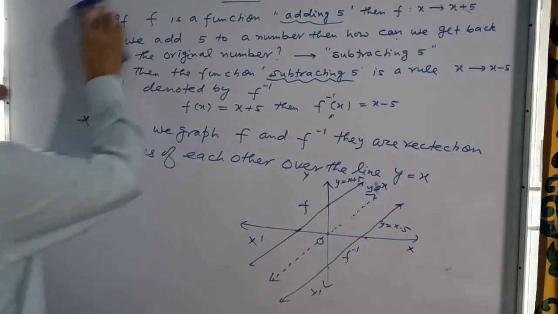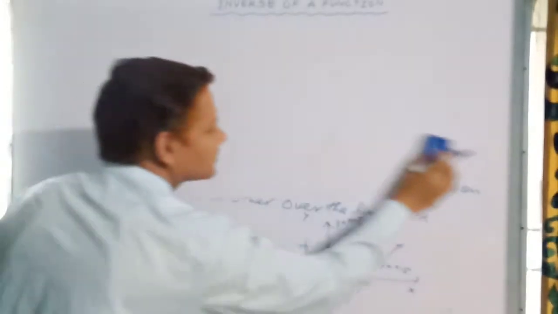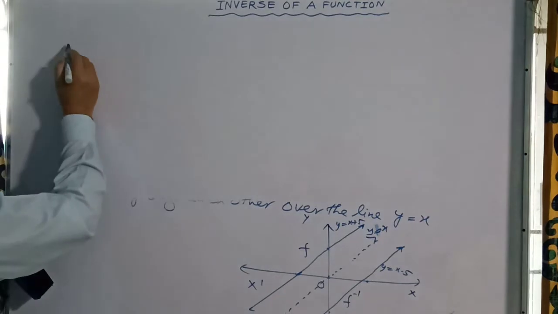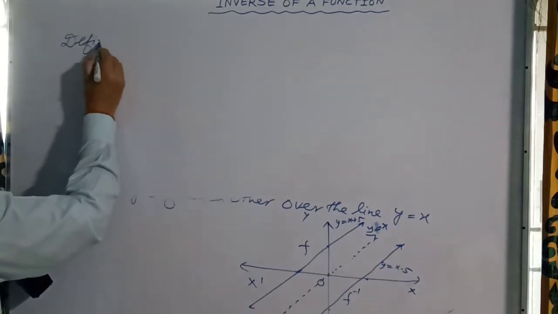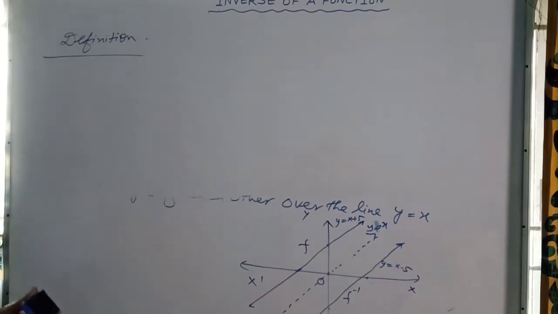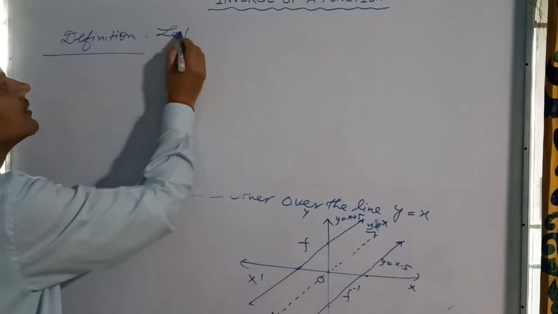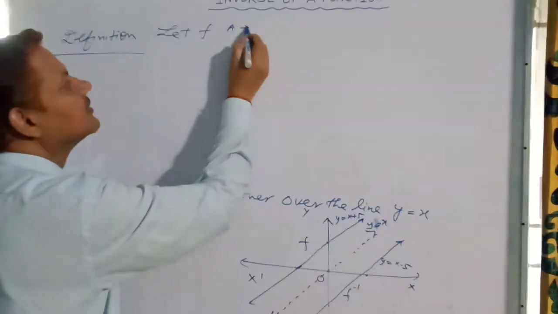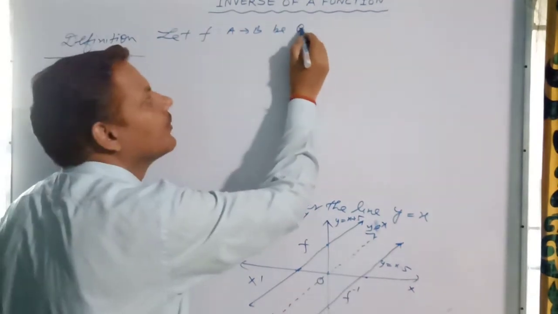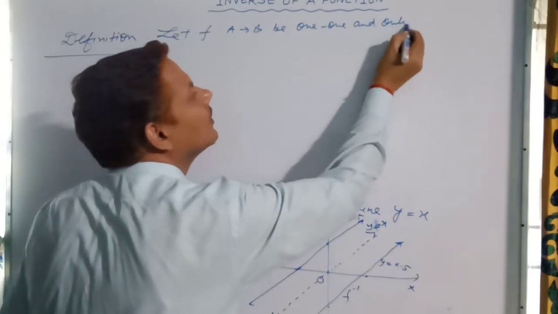Now let's start with the definition. We may define the inverse of a function in two ways. First of all, I start with the first definition. For the definition, we require two functions. So let f be a function from set A to set B. This is our initial requirement: a 1-1 and onto function.